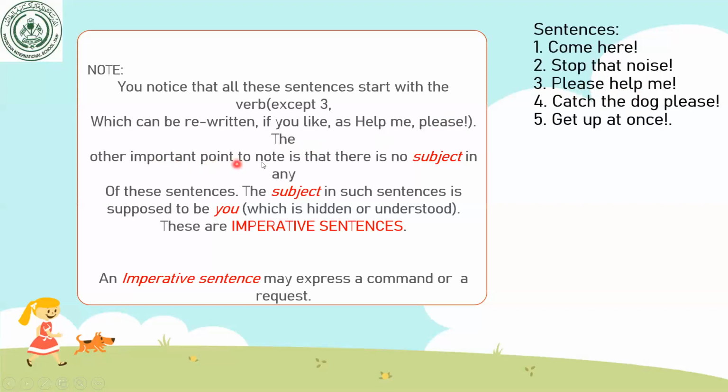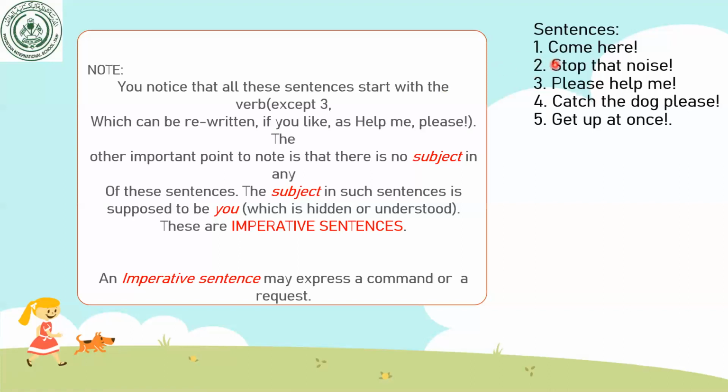The other important point to note is that there is no subject in any of these sentences. If I ask you, what is a subject? A subject is a noun or a pronoun that is the doer of an action. A word, noun or pronoun which does any kind of action. So a subject is always called a doer of an action. Here, no doer of an action is involved.